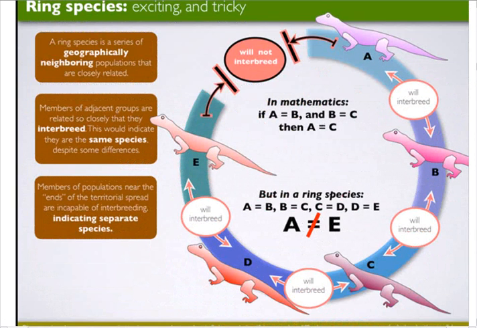So here's another way to look at that ring species. This is a really good diagram, maybe a little clearer than the previous one. So you should pause it and take some notes on what you see here.